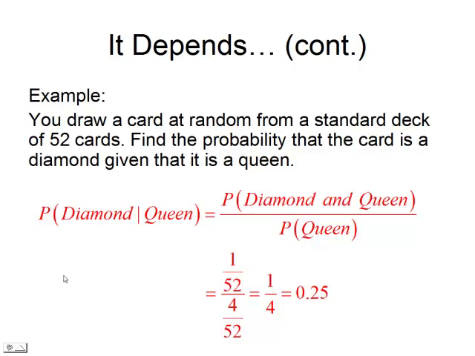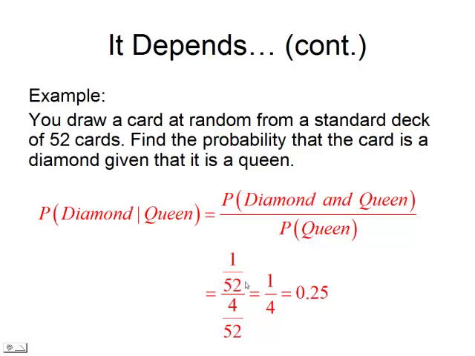Take an example. You draw a card at random from a standard deck of 52 cards. Find the probability that the card is a diamond given that it is a queen. So we're looking for the probability of a diamond given a queen, which is equal to the probability of a diamond and queen divided by the probability of a queen.